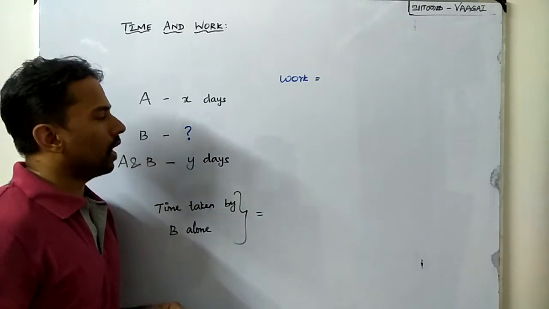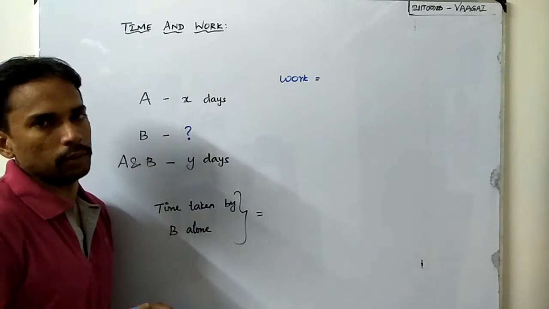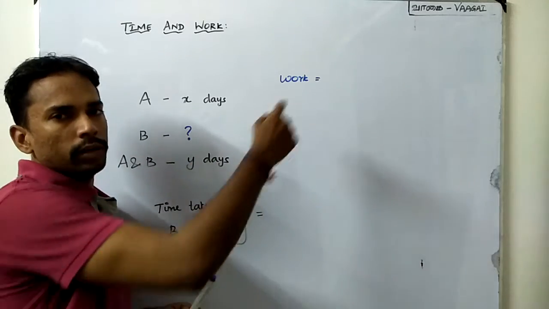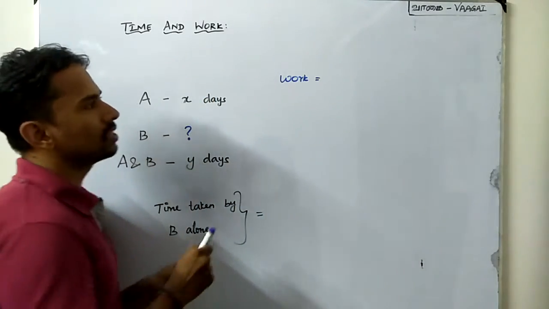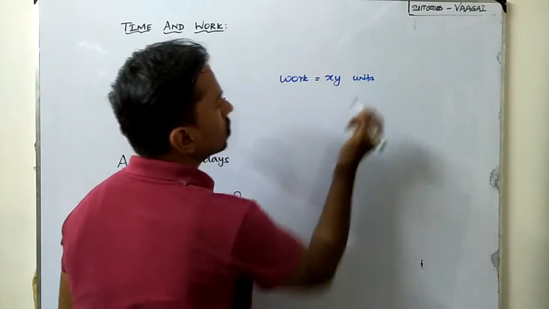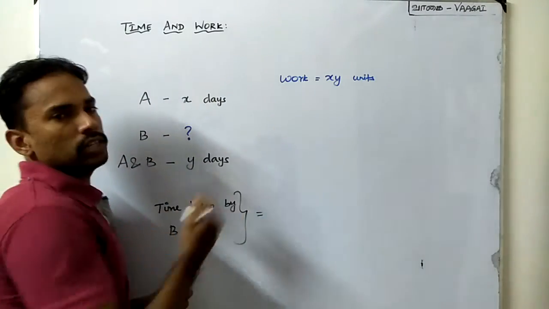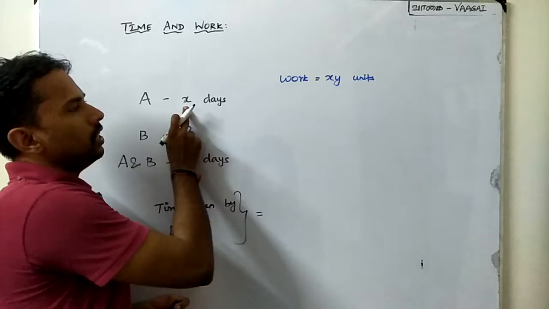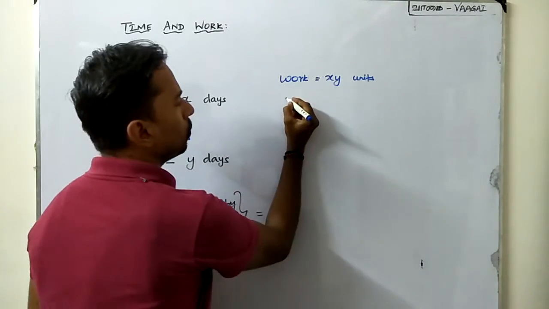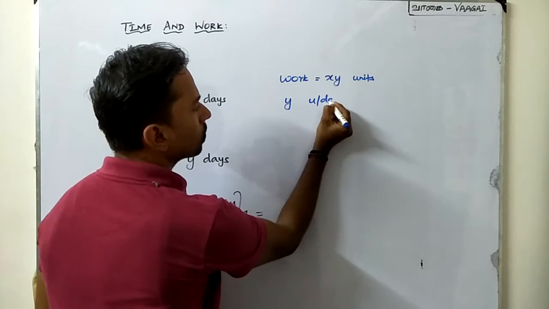Let's try to solve this problem also with the same unitary method. In the unitary method, as usual, we will assume the LCM to be the total work. So we will take X and Y. The LCM we will take to be XY units. XY units is the total work. And we will try to find the efficiencies also. A is taking X days to finish XY units, so A's efficiency will be XY by X. It will be Y units per day.